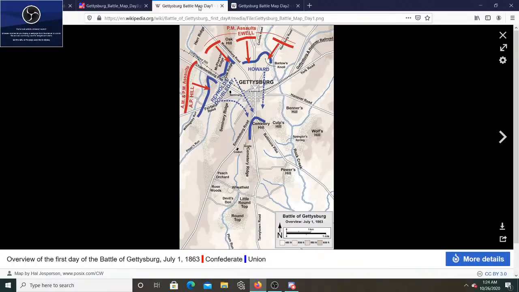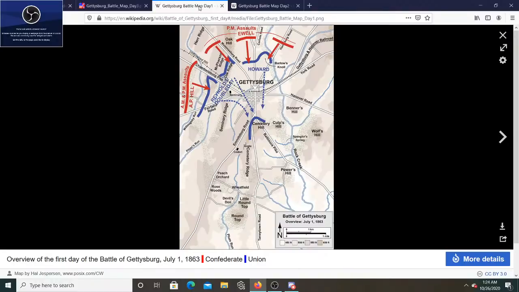So Lee is taking two chewed up divisions and one division of fresh, but I don't want to say inexperienced, but Pickett's men had not been involved in a major scrap since Antietam. And some of them even later than that. So they're veterans, but they're not battle-tested veterans. They're not the elite of the army, all right? Those divisions are shredded in the attack.